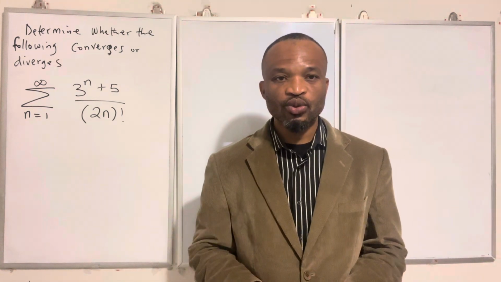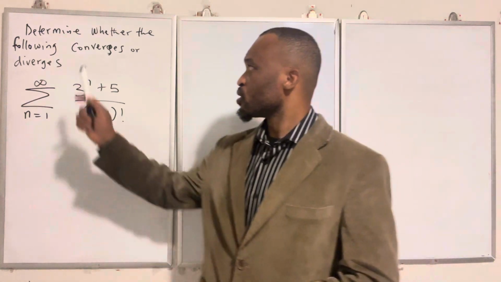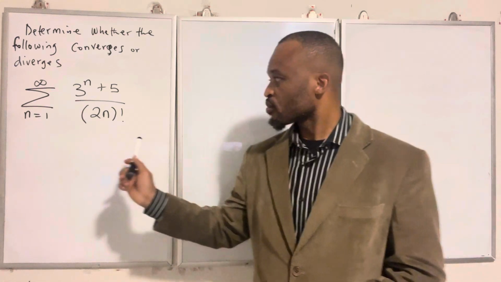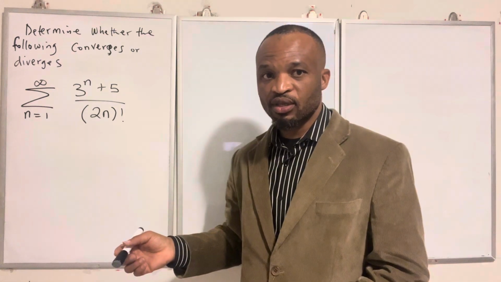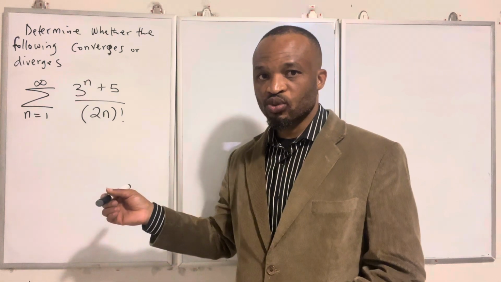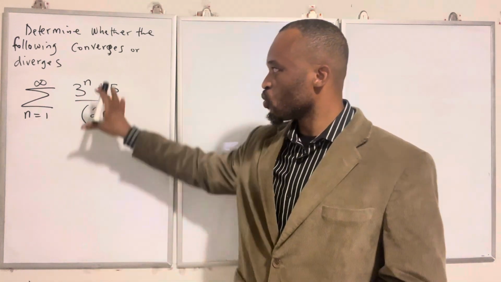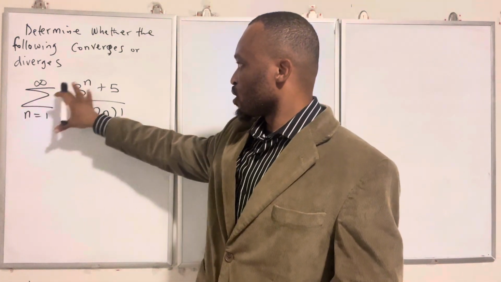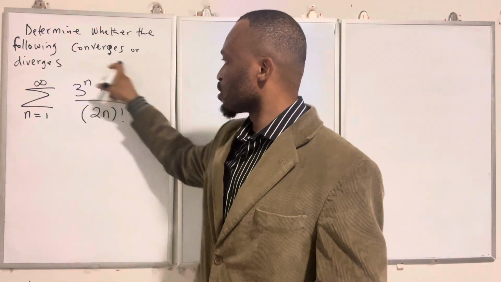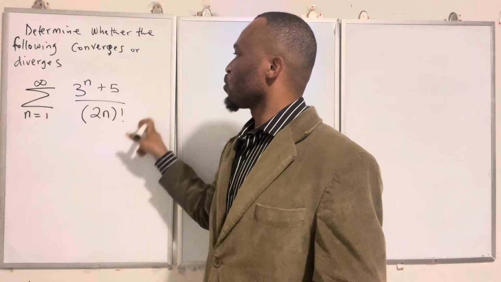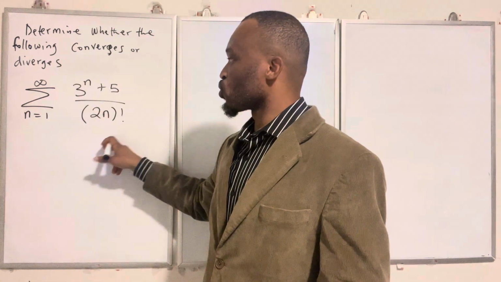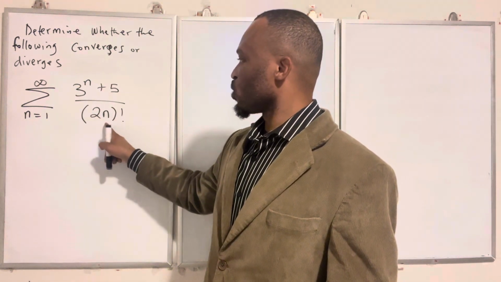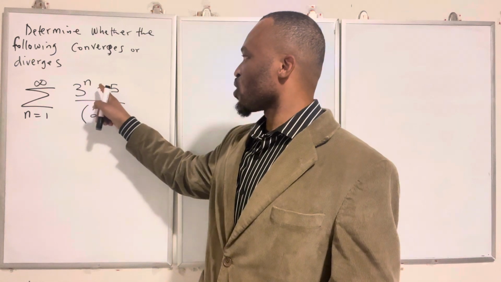In today's video, the problem before us is to determine whether the following converges or diverges. First, before we proceed with the question, take a look at this sum, the discrete sum we have here. What we have at the denominator is 2n, and what we have at the numerator is 3 raised to n plus 5.